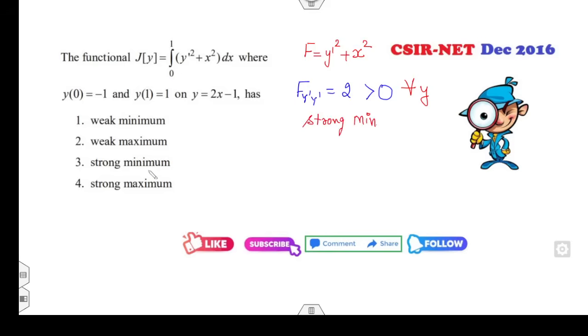Fine. So that means the maxima condition cancels out. Now you can see the first option is a weak. So the third option is the correct option. अब आप देखिए यहाँ weak के ऊपर कोई condition नहीं है. So every strong implies weak also. So that means it's a weak minima as well. A and C are my correct answers of the problem.